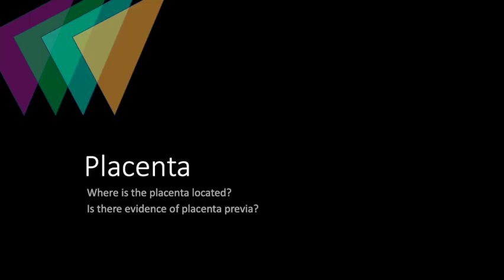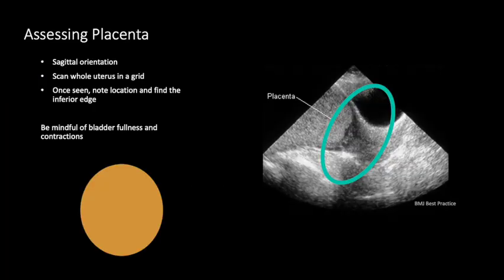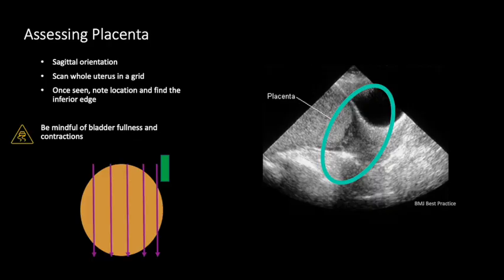The next assessment in our second and third trimester ultrasounds is looking at the placenta. And there's two questions that we're asking here. First, where is the placenta located? And two, is there evidence of placenta previa or not? Start by assessing the placenta once again using the sagittal orientation and scan the whole uterus in a grid going in order from one side of the abdomen to the other.